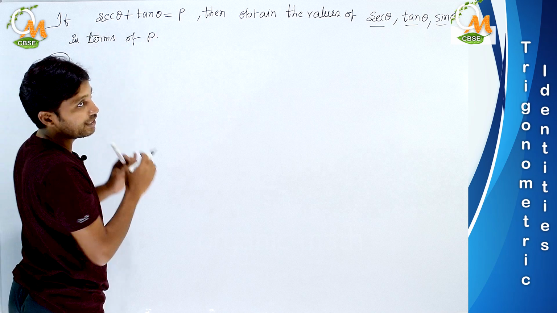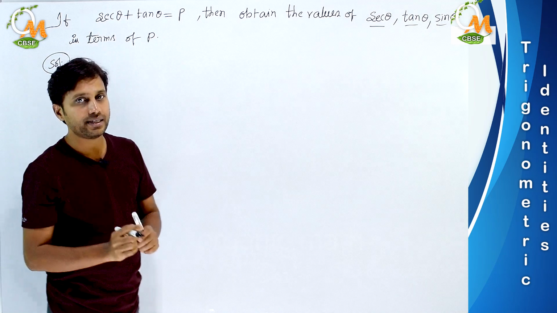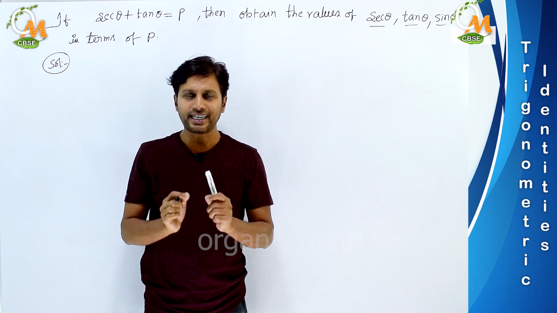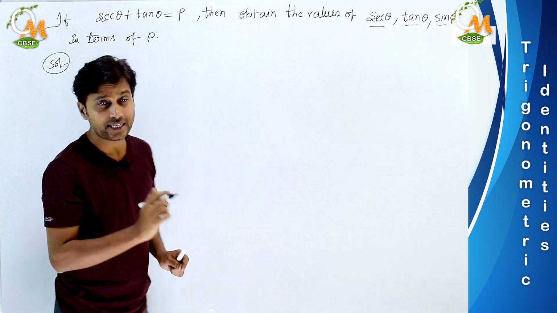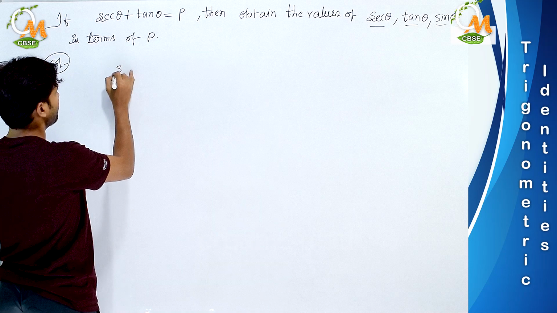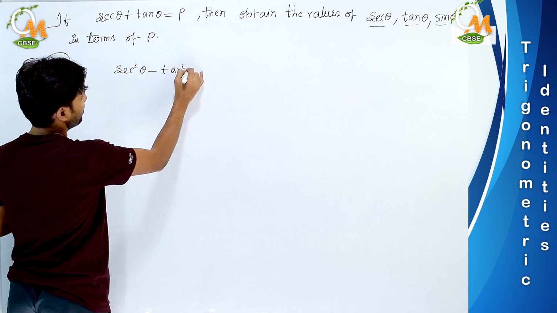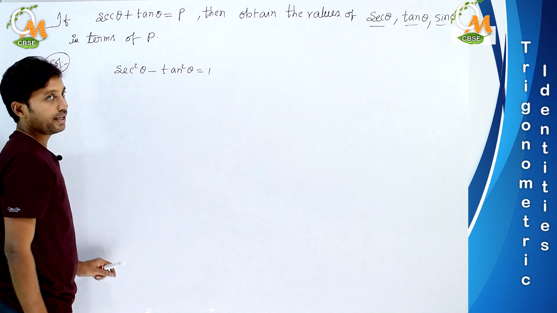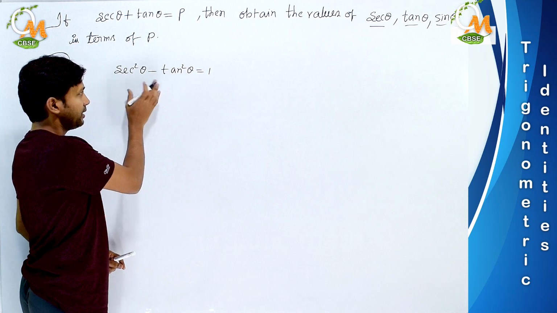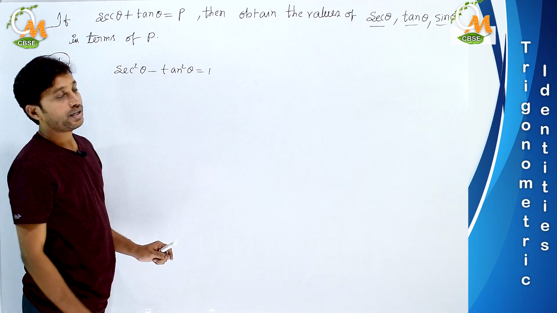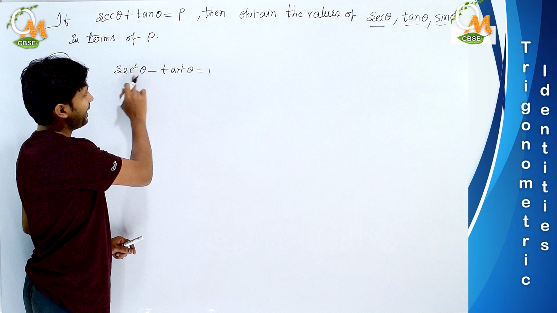This is the given condition. Now I want to consider one trigonometric identity, the second identity of trigonometry, that would be secant square theta minus tan square theta equal to 1. Secant square theta minus tan square theta equal to 1. Okay. Now this is a standard identity I took. Okay, in this take the LHS part.